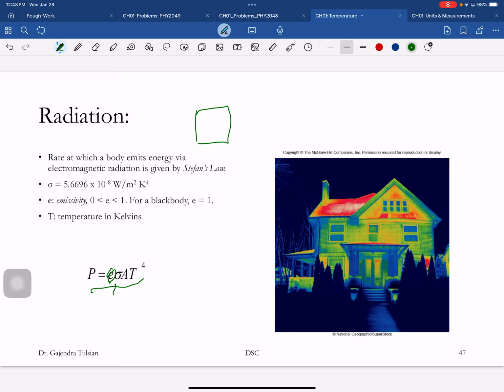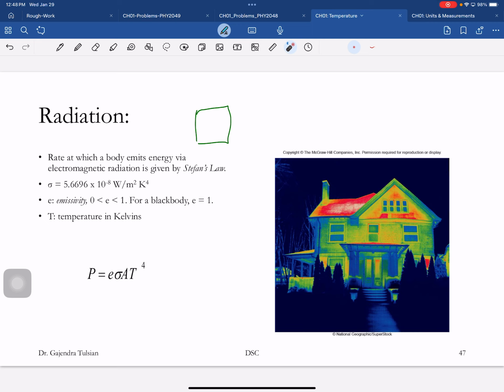That sigma is a universal constant. What does a universal constant mean? It's the same for every object. A is the area of the object, and T is the temperature.